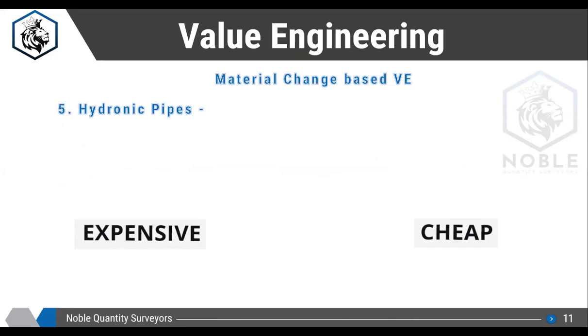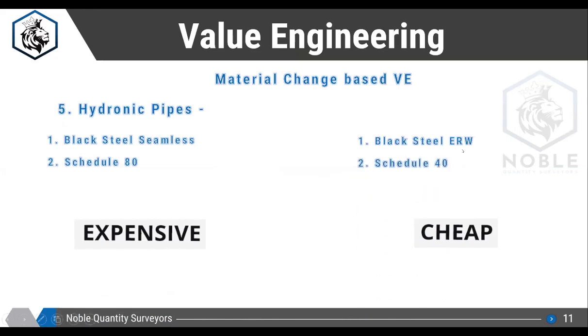The next one is hydronic pipes. Generally there are two types of pipes used. I hope everyone knows about this. The first one is seamless. The second one is ERW. ERW is electric resistance welding. So how are ERW pipes made? First, it is made in the form of sheets inside a factory. Then it will be rolled and welded on the top. So that's why it is known as ERW pipes.